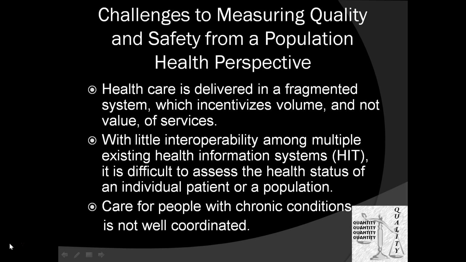Healthcare is delivered in a fragmented system which incentivizes volume and not value of services. So in other words, quantity over quality. With little interoperability among multiple existing health information systems, it is difficult to assess the health status of an individual patient or population. It's difficult to follow patients from other specialties due to electronic health records not being compatible with each other to share this information. And also, care for people with chronic conditions is not well coordinated. Coordination of care is lacking when a patient has a chronic condition. Doctors don't know what the other one is doing.